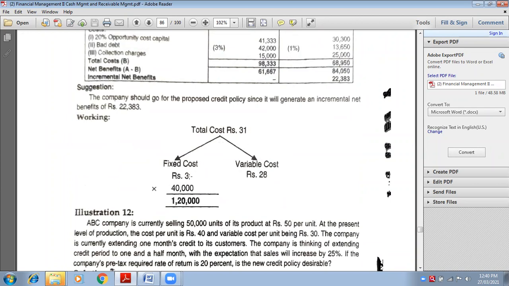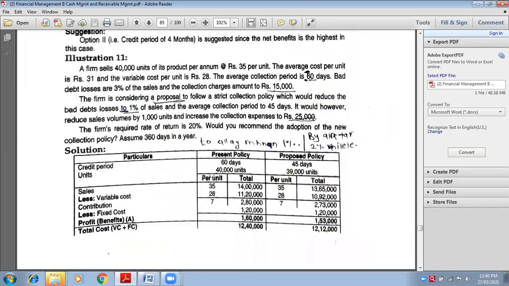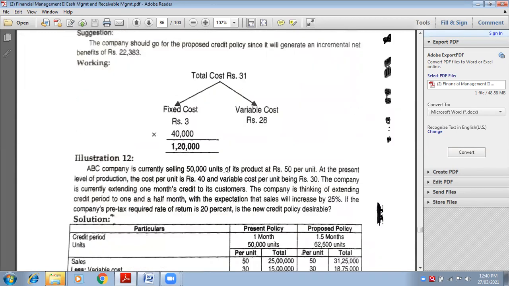But this is per unit. I want the amount. So 3 per unit into the units, no? So this is 3 into 40,000. Present policy units, 40,000 units into 3. You will make the same working note. 3 into 40,000 will give you 1,20,000.